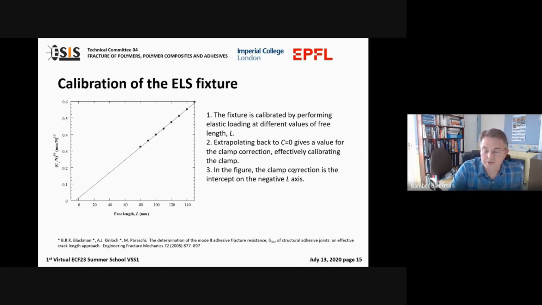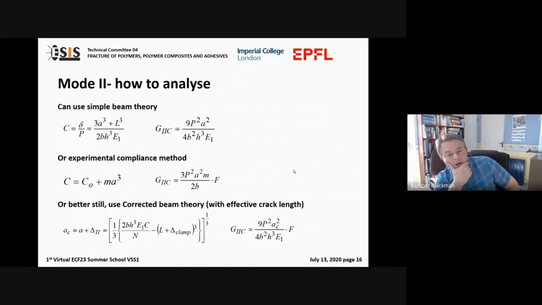So all of the different test labs have their own fixtures for doing these experiments, and that was also the case with ESIS TC4. We all had different fixtures, they all had different stiffnesses, and this introduced a large degree of scatter and affected the reproducibility of the mode 2 data that we were measuring. But we were able to resolve that by having this process to calibrate the clamp, and also invoking this concept of using the effective crack length approach.